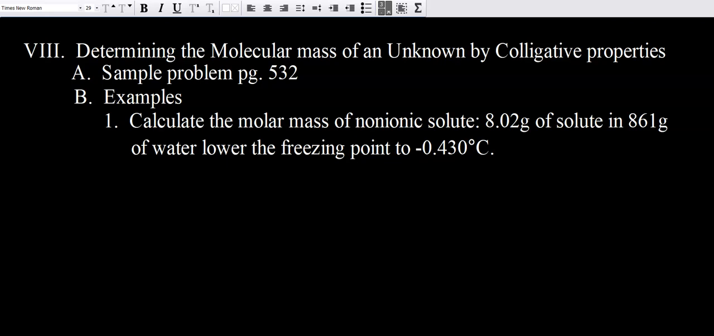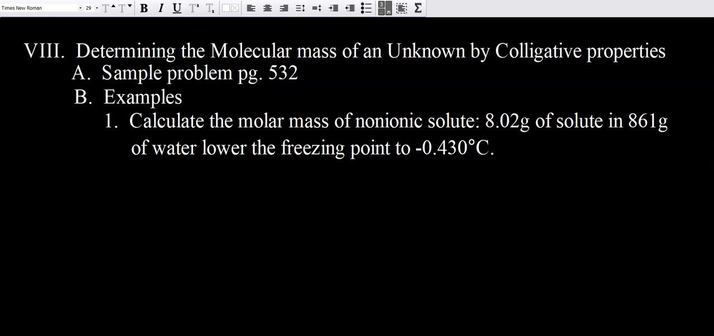So let's take a look at this problem. There's one in your book, too, on page 532, if you need another example. But I'm going to walk you through this one, and then I'll have you do a couple on your own. It says calculate the molar mass, which is in grams per mole, or molecular mass, which is in AMU, of a non-ionic solute, so a non-ionizing solute. The solution contains 8.02 grams of the solute. Again, we don't know what that solute is. It's in 861 grams of water, and the freezing point of this solution is negative 0.430 degrees Celsius.